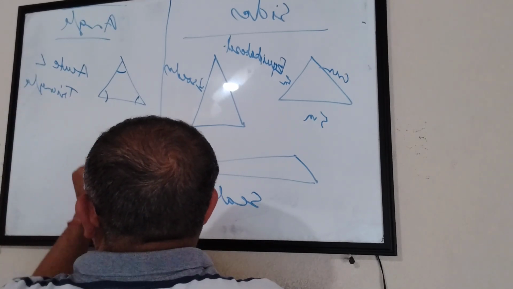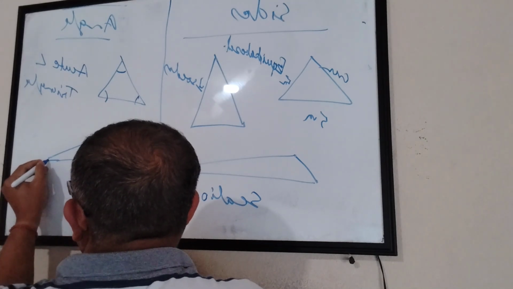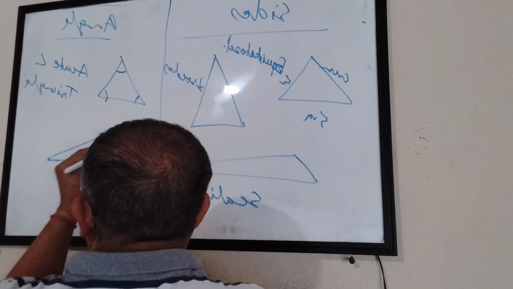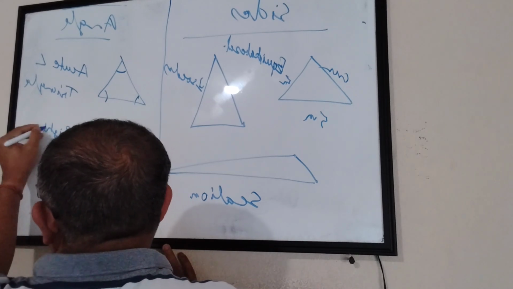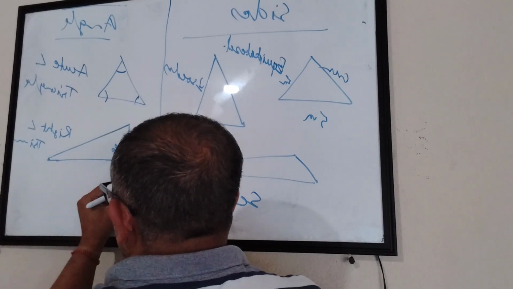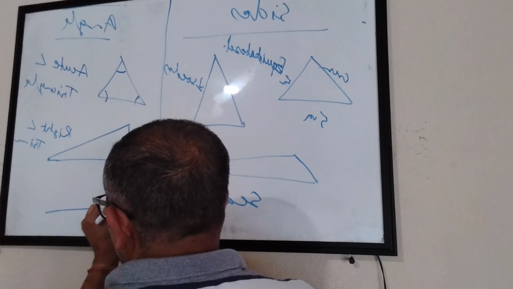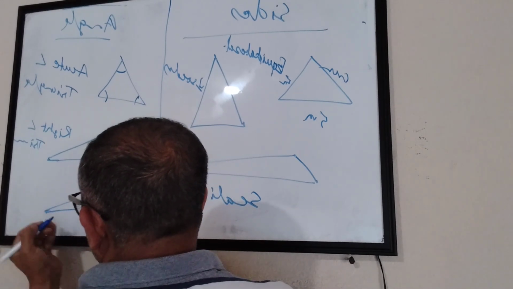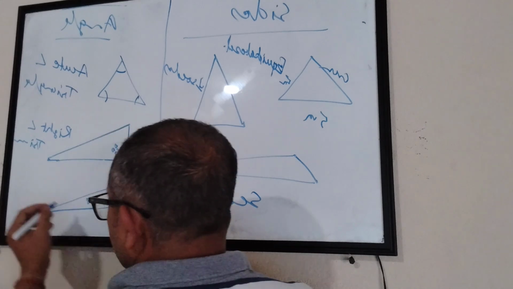When one of the angle is 90 degree, so there is a right angle in it, so it's called right angle triangle. When my wall is falling on my neighbor's wall, meaning one of the angle is more than 90 degree, or an obtuse angle. One of the angle is more than 90 degree.